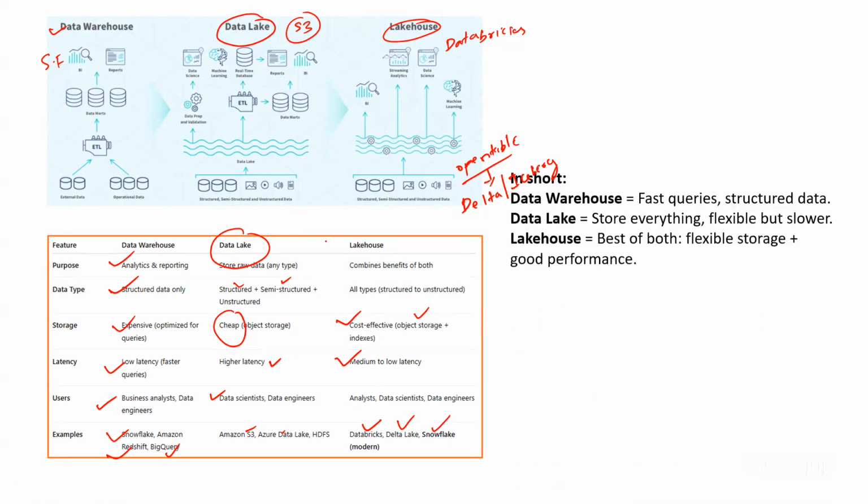The main key difference is this: if you want faster queries on structured data, we go with the data warehouse. If you want to store everything, we go with the data lake, and the lakehouse is a combination of both.